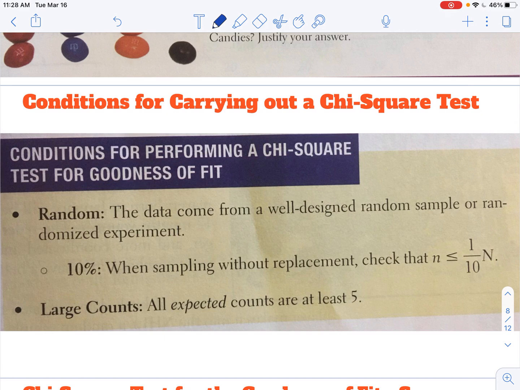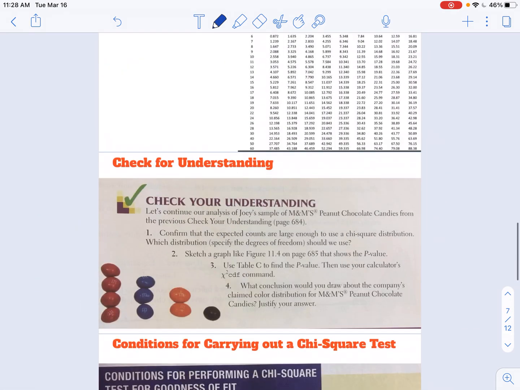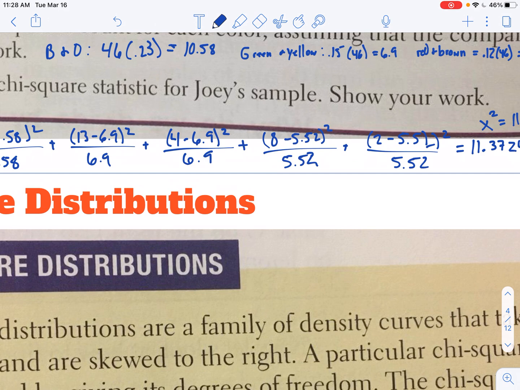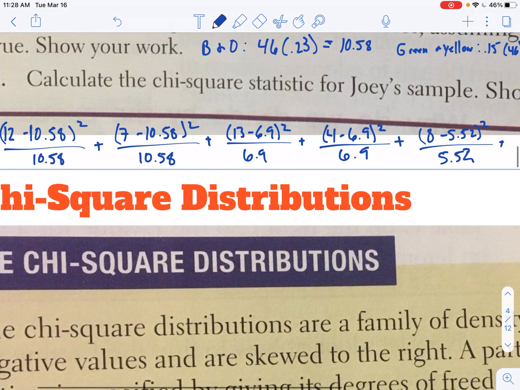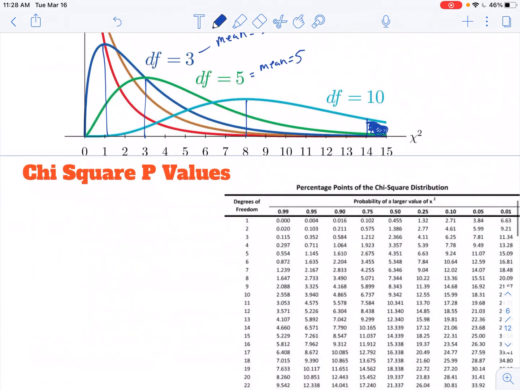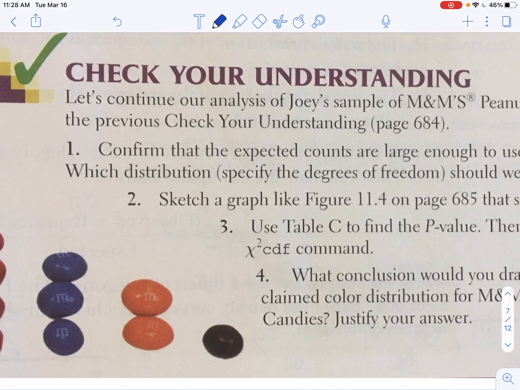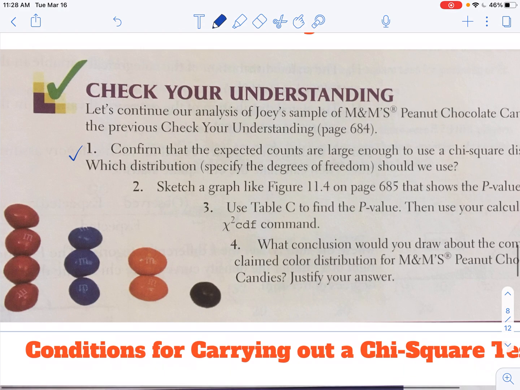And then finally, large counts. Large counts for a chi-square is different than our other large counts. What it means is all expected counts are at least 5. So when I go back up and look at my expected counts here, 5.52, 5.52, 6.9, 6.9, 10.58, 10.58. Perfect. I've got an expected count of at least 5 for each of these, so this works out for me. All 3 conditions work out. The expected counts are all large enough. All of them are greater than 5. 5.52 was my smallest, so we're good.